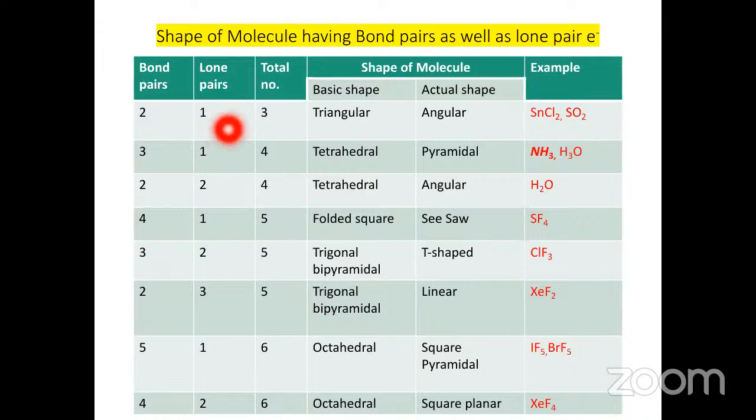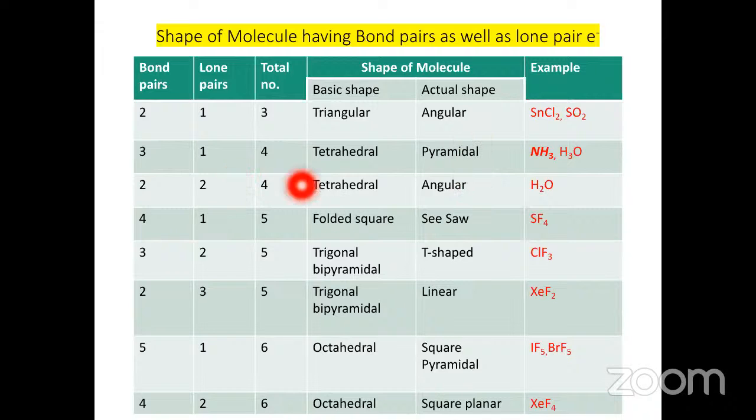So the lone pair-bond pair repulsion is greater than the bond pair-bond pair repulsion. That is the reason its shape is deviated to angular. Okay. Then if the total pairs are 4, of these total pairs the bond pairs are 3. If no lone pair is present, the basic shape is tetrahedral. But here it has one lone pair. That is the reason the shape is deviated to pyramidal.